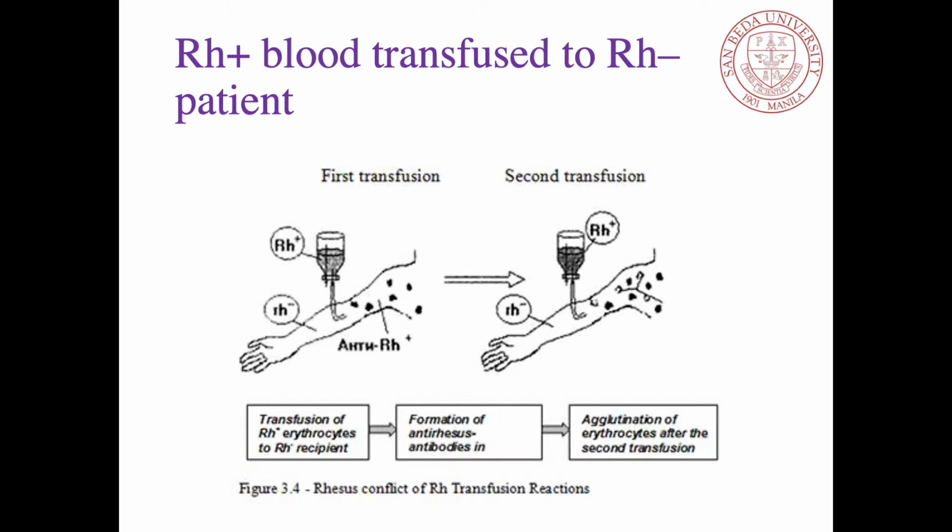Subsequent transfusions of an Rh negative individual with Rh positive blood would then result in agglutination of erythrocytes and hemolytic transfusion reactions. Of note, Rh antibodies rarely activate complement. They bind to RBCs and mark them up for destruction in the spleen in a process called extravascular hemolysis.